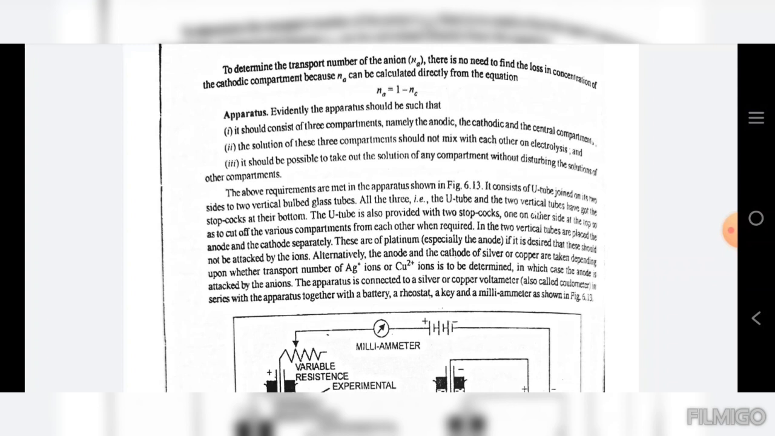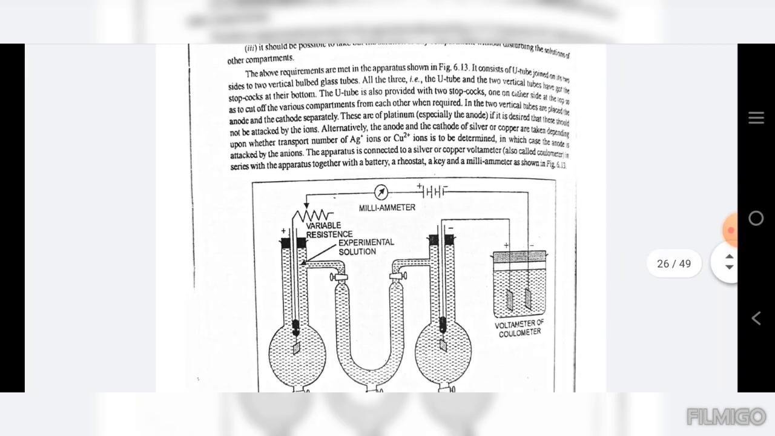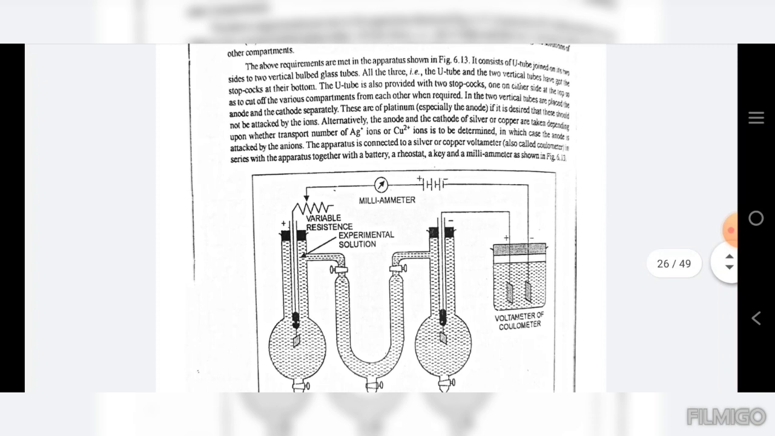Apparatus. Evidently, the apparatus should consist of three components, namely the anodic, the cathodic, and the central compartments. The solutions of these three compartments should not mix with each other on electrolysis, and it should be possible to take out the solution of any compartment without disturbing the solutions of other compartments. The above requirements are met in the apparatus shown in figure 6.13.